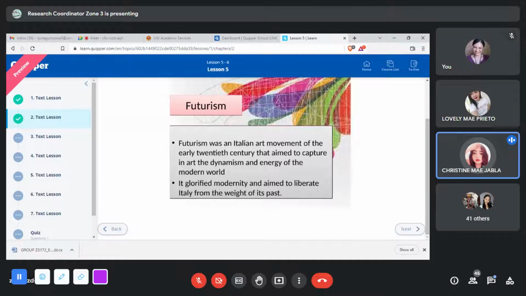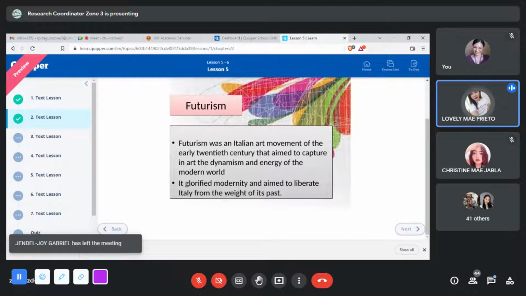Futurism. Futurism was an Italian art movement of the early 20th century that aimed to capture in art the dynamism and energy of the modern world. It glorified modernity and aimed to liberate Italy from the weight of its past. All right. So futurism from its root word future. And it started in Italy, where an Italian art movement has discussed about the different things to capture the 20th century. So when you work in the world of art and you wanted to present your notion, perception, and idea about the future, you put modernity, liberation, and its weight compared to the past, you are actually looking in the perspective of a futurist.